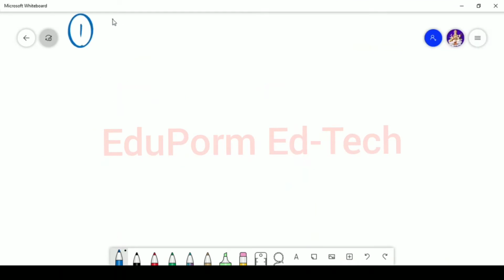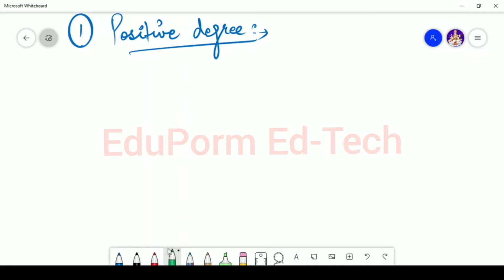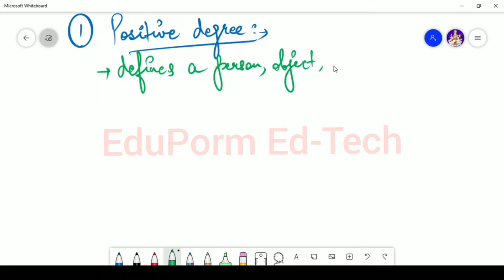So the first one is positive degree. Now see, the positive degree is basically used to define a person, object, or thing.